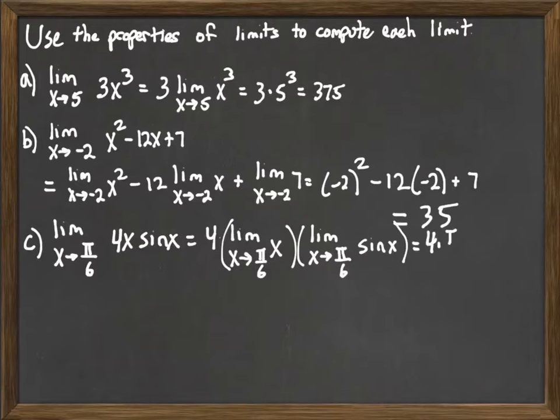So that's going to be 4 times pi over 6, and then sine of pi over 6 is 1/2. And then we just simplify: the 4 and the 2 cancel to be a 2, the 2 and the 6 cancel to be a 3, and we get pi over 3. The limit as x approaches pi over 6 of 4x sine x turns out to be pi over 3.